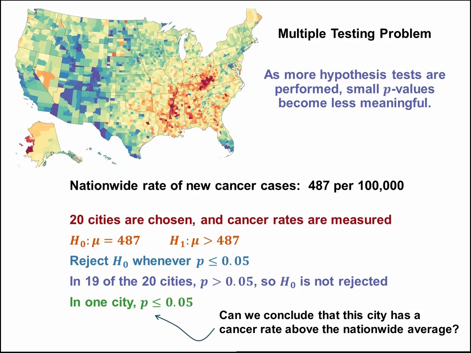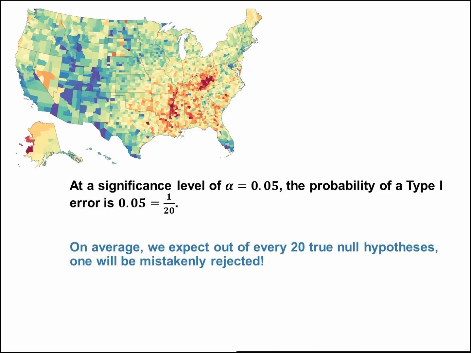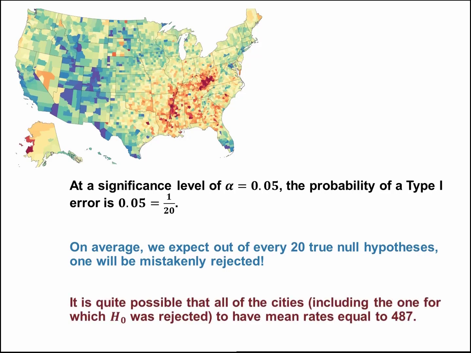Let's pick this apart a little bit. At a significance level of 0.05, the probability of mistakenly rejecting the null hypothesis, thus concluding that the cancer rate is above the nationwide average, is 0.05, which equals 1 over 20. Therefore, we expect, on the average, that out of every 20 true null hypotheses, one will be mistakenly rejected. It is quite possible that all of the cities, including the one for which H0 was rejected, have mean rates equal to 487. The multiple testing problem may potentially occur in a variety of situations.